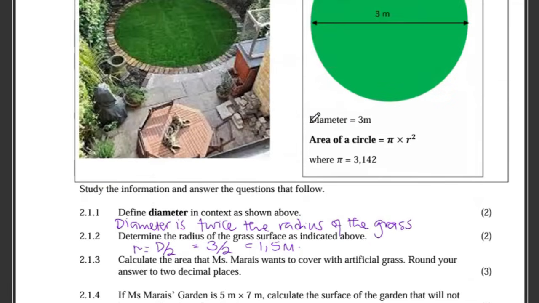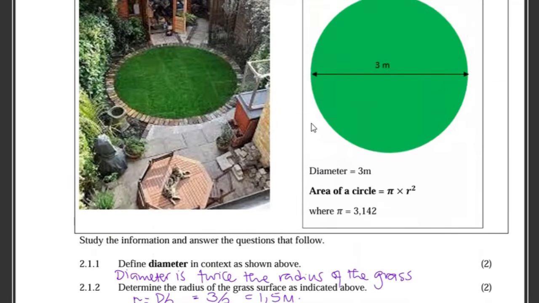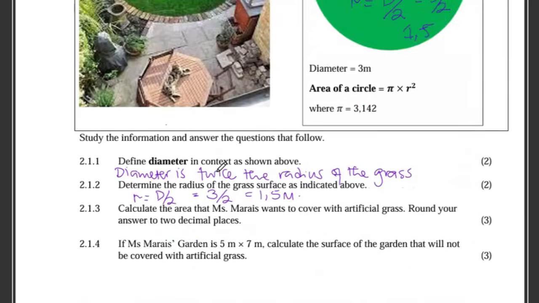Someone is going to ask, where did you get the 3 from? The 3 is here. This is the diameter. Why? It's from one end of the circle to the other end of the circle through the center. So this one becomes the diameter. But we are interested in the radius. So we shall say radius is half the diameter, which becomes 3 divided by 2, which is 1,5, okay. So we continue.